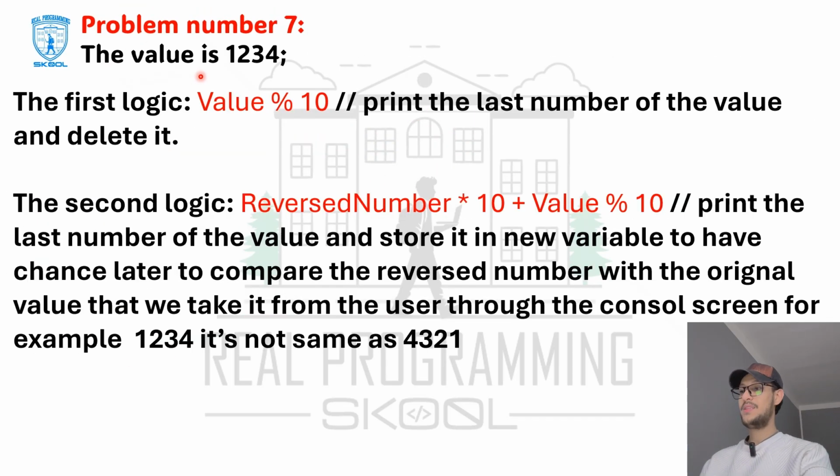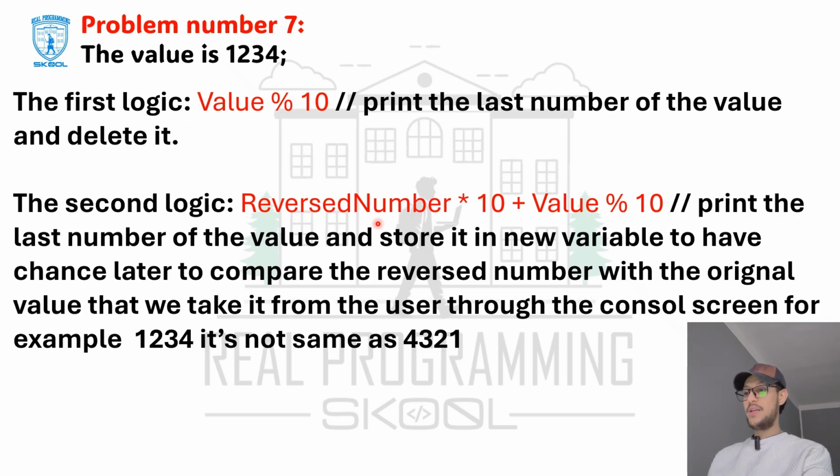So let's assume that the value is 1234 and we use with it the first logic, print the last number of the value and delete it. The compiler will take 1234 and, using the first logic, value mod 10, take the last number of the value, which is 4, print it for us and delete it. We'll not store it inside another variable. Let's assume it's called the reverse number variable. The compiler will not store it there. It will delete it directly using the first logic.